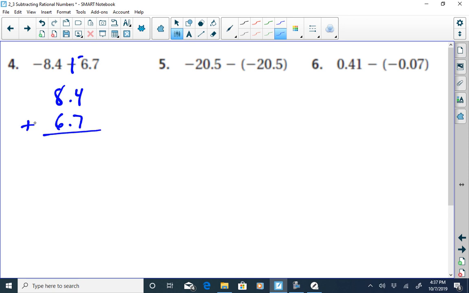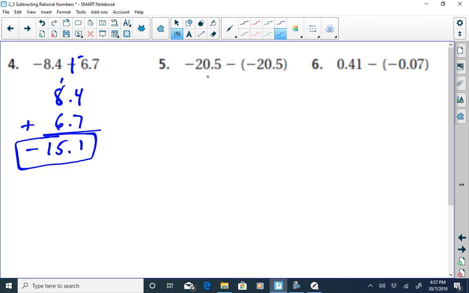I have to add their absolute values, which means they're both going to be positive when we add their absolute values, but I have to keep the same sign, and because they were negative, I know that my answer is going to be negative. 7 plus 4 is 11, 1 carry the 1, 8 and 6 is 14, plus the 1 is 15, right? Decimal point, negative 15.1 is our answer.